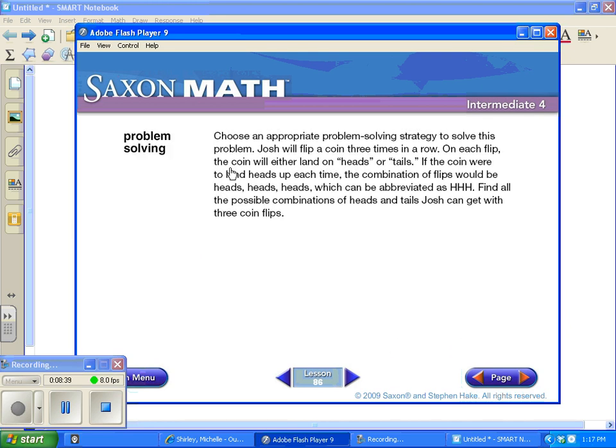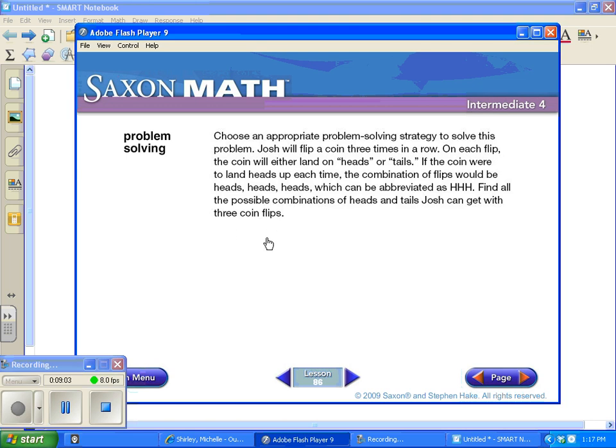Problem solving. Josh will flip a coin 3 times in a row. On each flip, the coin will either land on heads or tails. If the coin were to land heads up each time, the combination of flips would be heads, heads, heads, which can be abbreviated as HHH. Find all the possible combinations of heads and tails Josh can get with 3 coin flips.